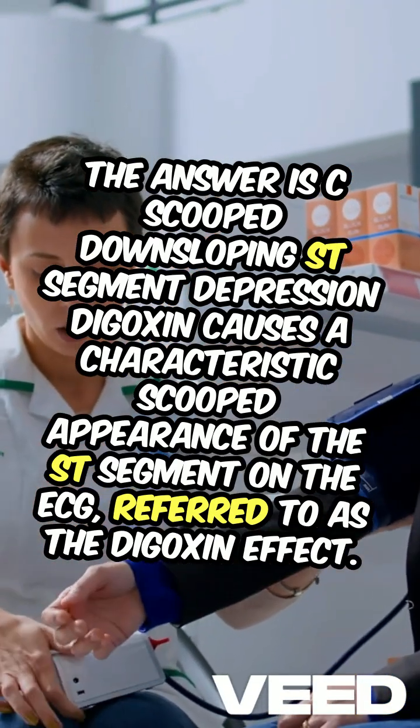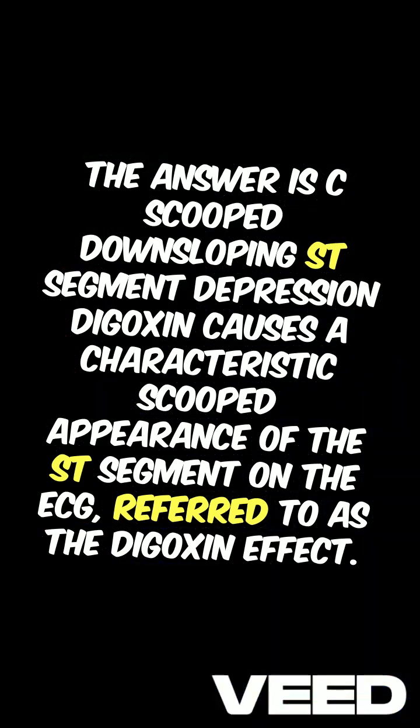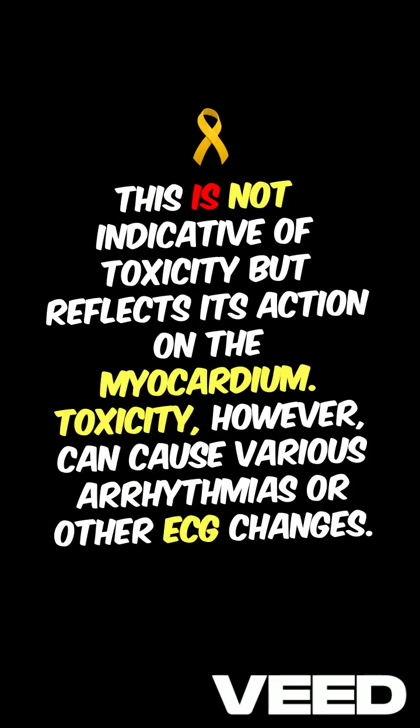Digoxin causes a characteristic scooped appearance of the ST segment on the ECG, referred to as the digoxin effect. This is not indicative of toxicity but reflects its action on the myocardium. Toxicity, however, can cause various arrhythmias or other ECG changes.